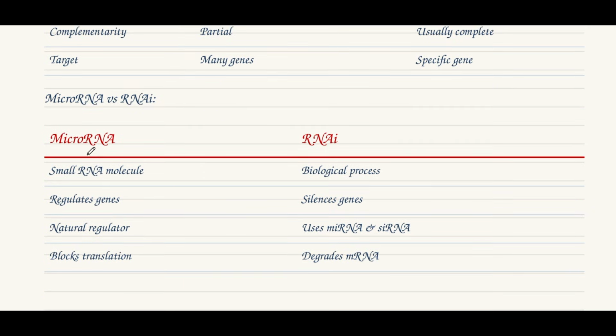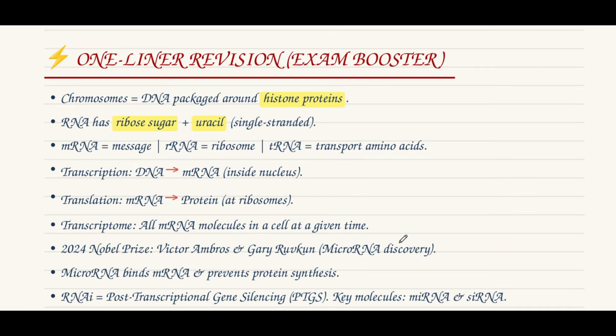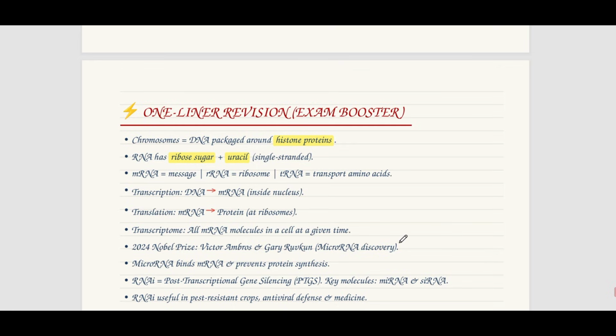MicroRNA versus siRNA: both are small RNA molecules involved in biological processes. They regulate genes, silence genes, and relate to disease. It is a natural regulator, and microRNA and siRNA block translation and degrade mRNA. I hope you enjoyed this session.